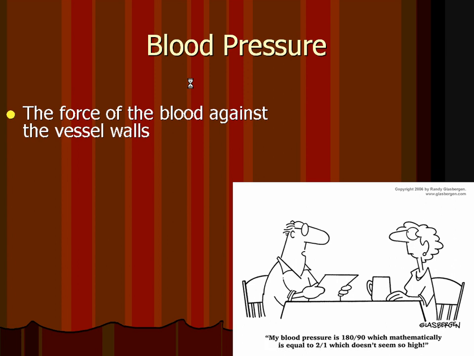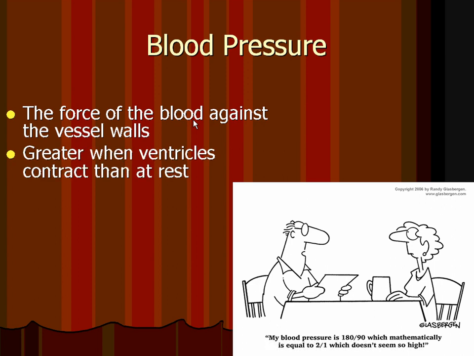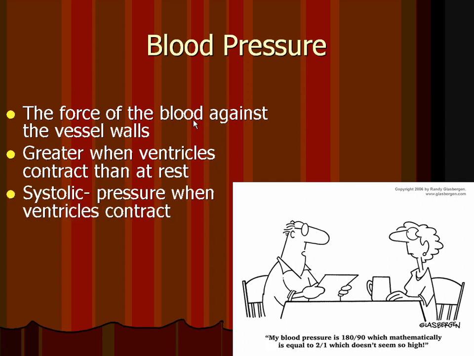So blood pressure now. We've talked about this last unit in excretion. Blood pressure is the force of blood against the vessel walls. So the more volume of blood there is, the more pressure. And it's the greatest pressure when the ventricles contract rather than when they're at rest, because when your muscles are contracting, it's squeezing the blood out.